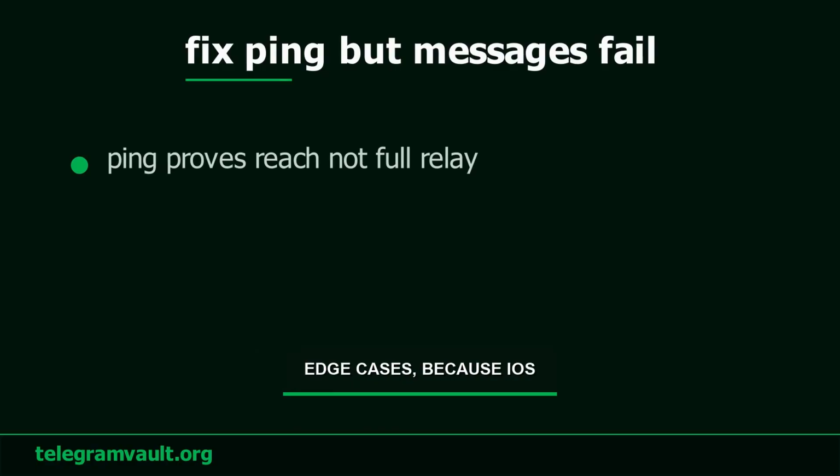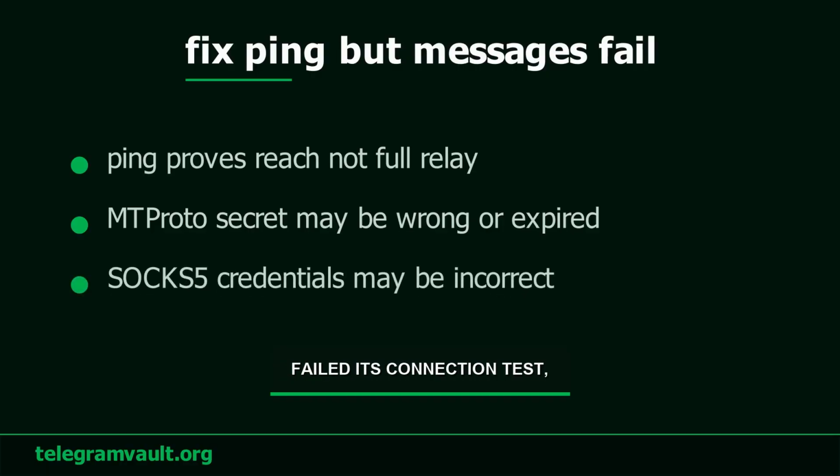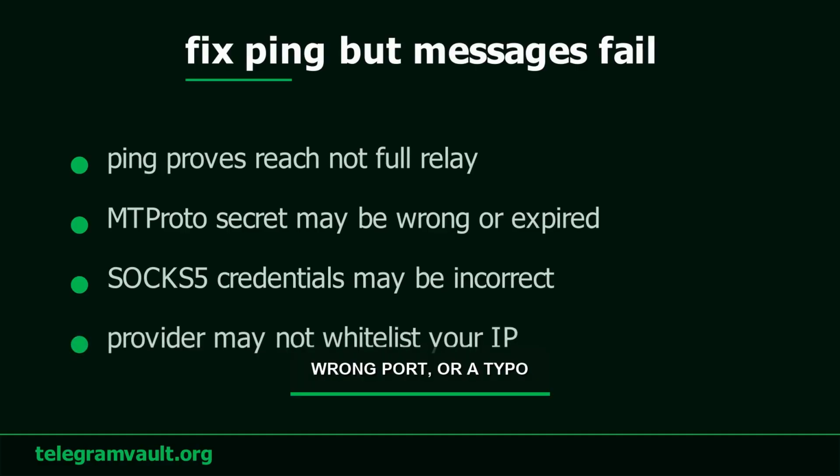Now the edge cases, because iOS has a few specific ones. First, the proxy toggle looks grayed out or won't turn on. That almost always means the one proxy you've added failed its connection test, so iOS won't let you enable a dead proxy. Check the ping. No ping means wrong server, wrong port, or a typo in the secret. Fix the entry and the toggle comes alive.